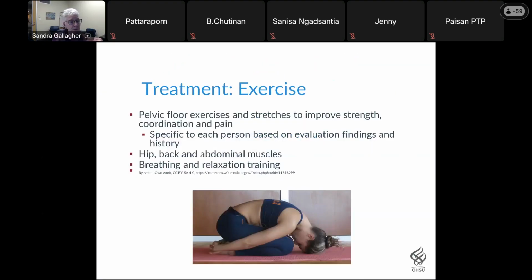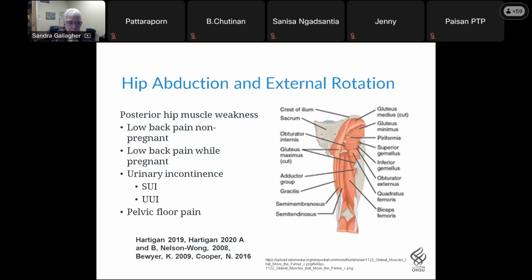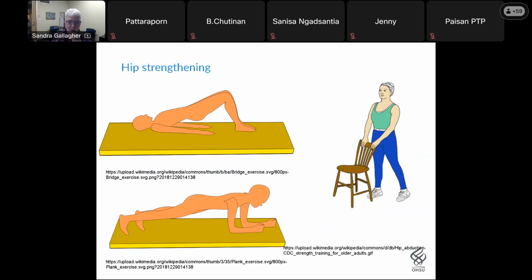I like to have people do things like child's pose or happy baby, some things for stretching the hip and low back, and some of those same breathing exercises focusing on a nice inhalation. We are going to come back to slides where you think, she keeps putting the same slides in. It's very intentional. So I told you that urge urinary incontinence is linked to weak hip abductors and weak external rotation, as is pelvic floor pain. So some of the same exercises that you did could be helpful.